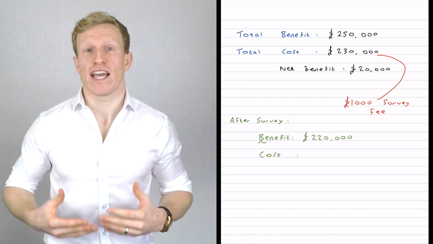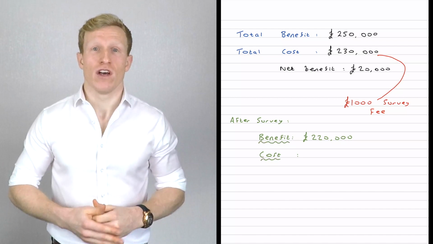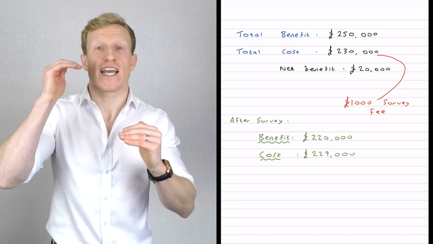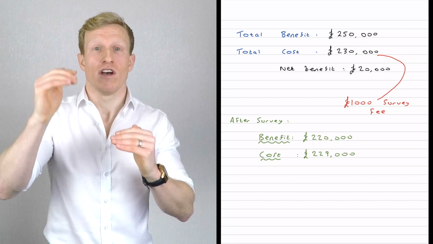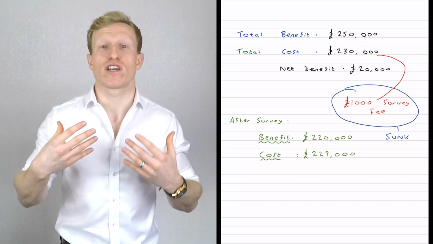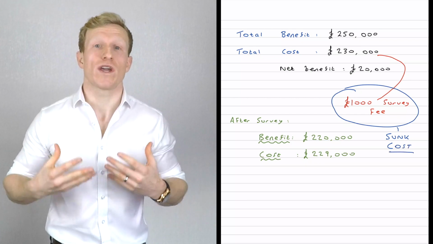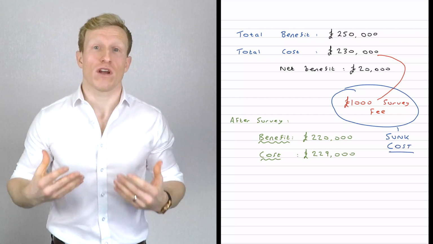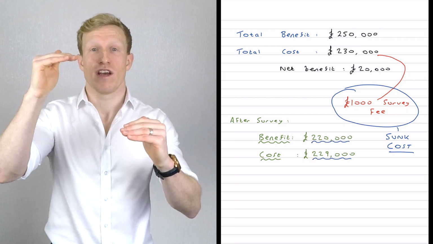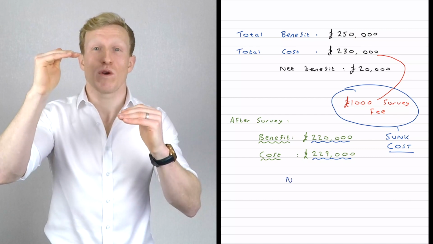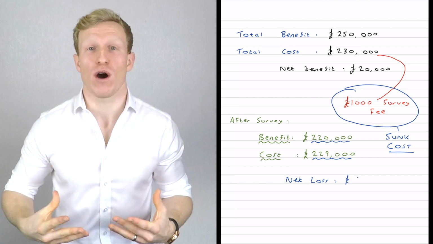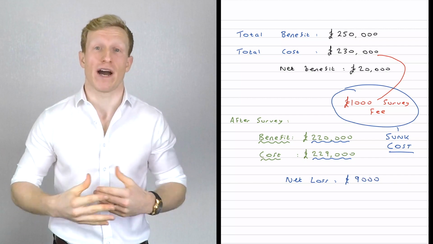Well, now ask yourself, is the benefit higher than the cost? So the benefit is £220,000 and the total cost at this point is £229,000. So the £1,000 that we incurred for the survey is a sunk cost. And regardless of whether or not we buy the house, we can't get that cost back. So clearly we can see that the cost of £229,000 is higher than the benefit of £220,000. So we'd be making ourselves worse off to a value of £9,000 if we go ahead with that purchase. So we shouldn't buy it.